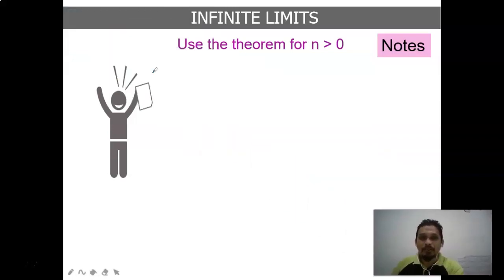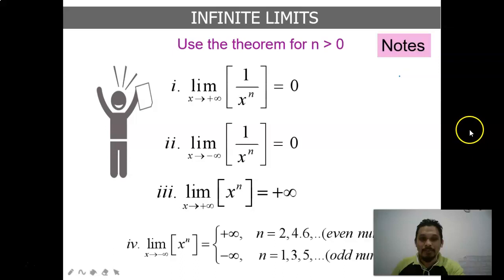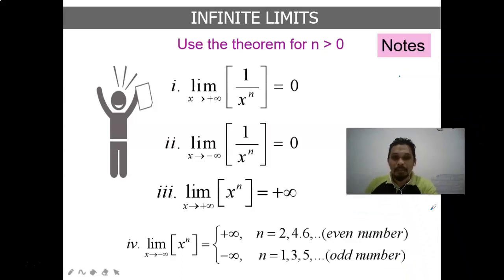So use the theorem for n greater than 0. The limit as x approaches positive infinity of 1 over x to the power of n equals 0. And this one here, the limit as x approaches negative infinity of 1 over x to the n equals 0 also. Okay, x approaches negative infinity, so just imagine approaching negative infinity.